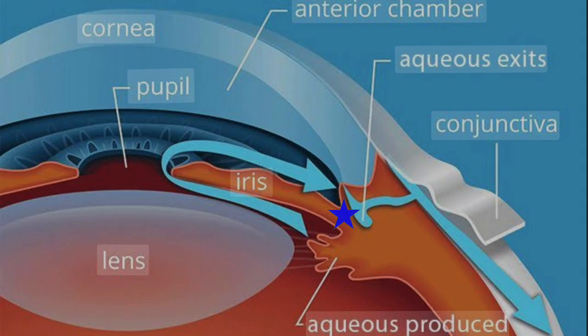As long as the fluid going in the eye is the same as the fluid exiting the eye, then you have a stable eye pressure, which is the case most of the time.